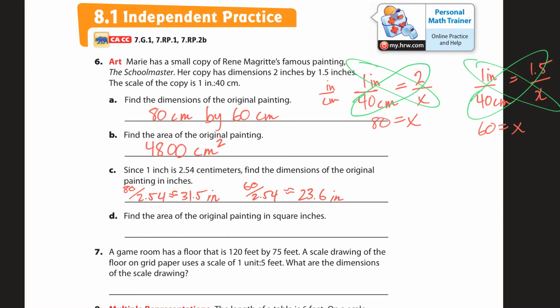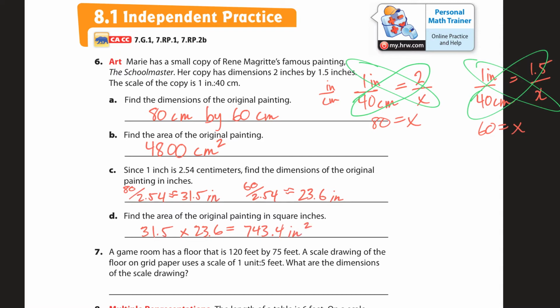Okay, find the area of the original painting in inches. Well, that would be 31.5 times 23.6. And let's see, I'm going to put it in a calculator here. We have 31.5 times 23.6, 743.4 square inches. So that was written as inches squared.